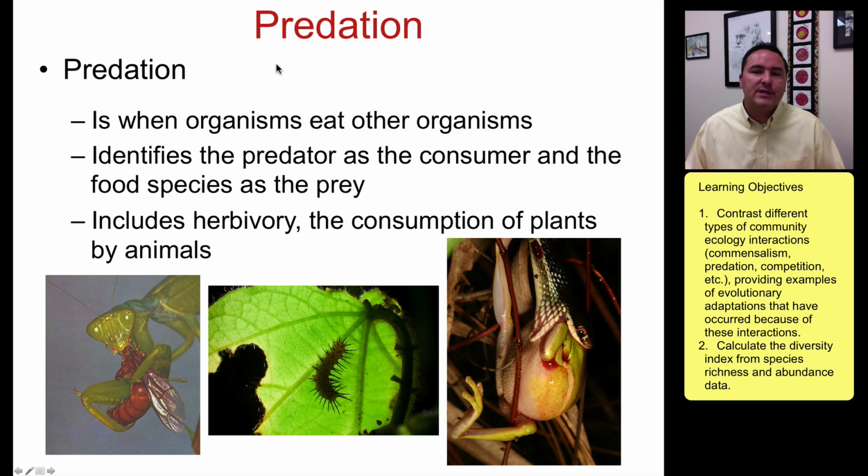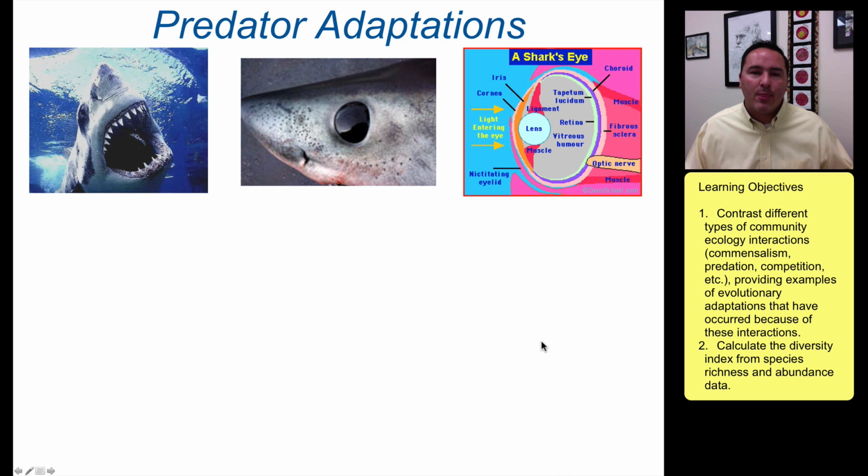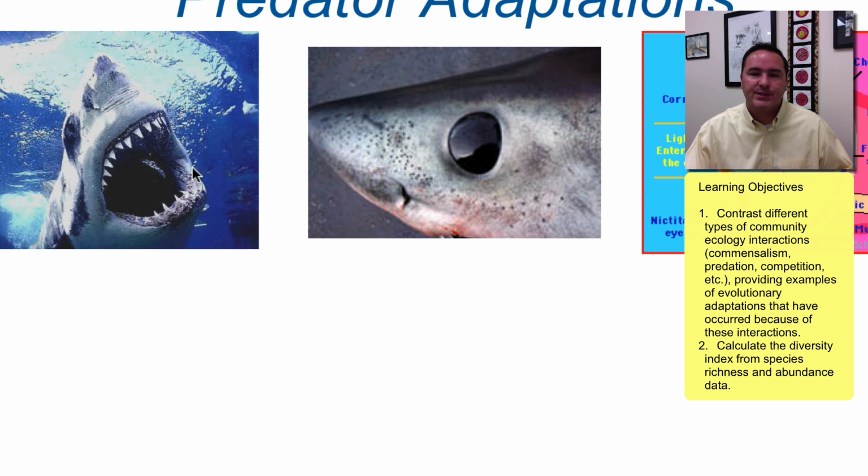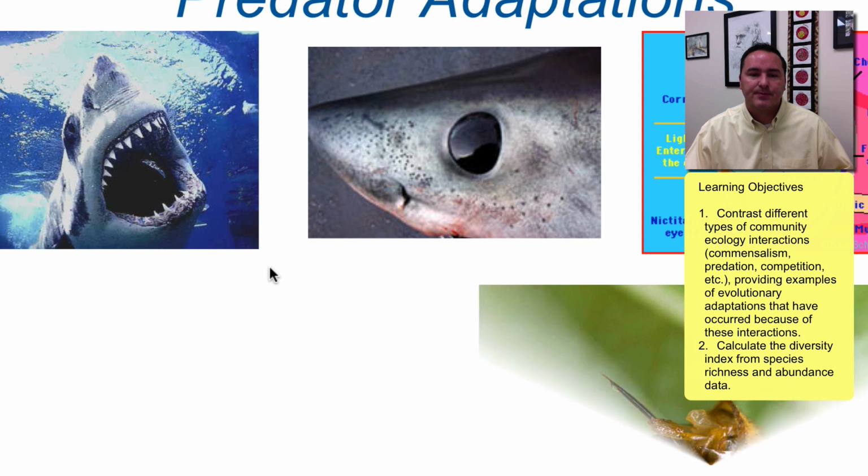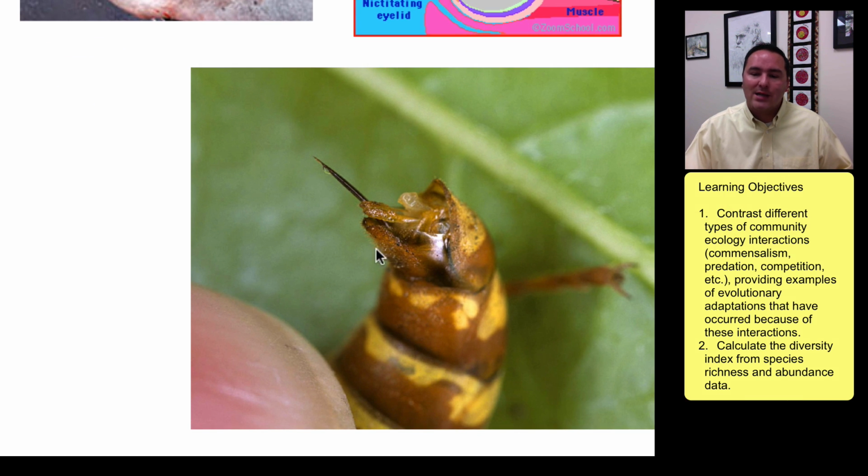This is where organisms eat other organisms, right? This includes herbivory, so like this insect eating another insect, the caterpillar eating the plant, or this snake eating a frog. And the one thing that happens with predators is they end up having these amazing evolutionary adaptations too to make them be a successful predator, like the great white shark, right, with its numerous adaptations. Or perhaps a wasp with a stinger.